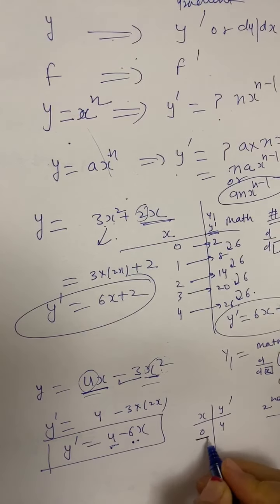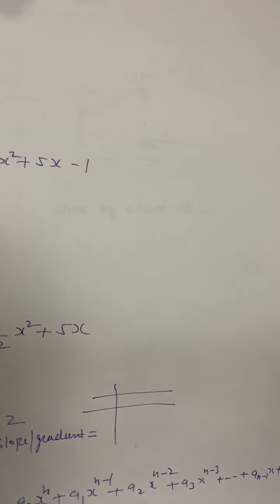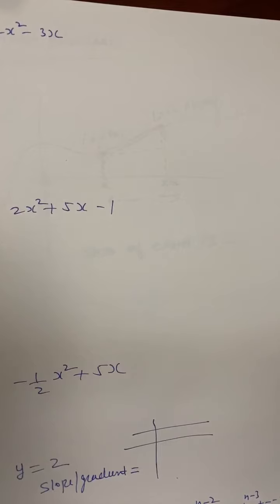When x is 0, the gradient is 4. When x is 1, you get 4 minus 6, which is negative 2. When x is 2, you get 4 minus 12, which is equal to minus 8, and so on. Okay, so this is how you will find the derivative. Okay, so I'm going to move to the next example.